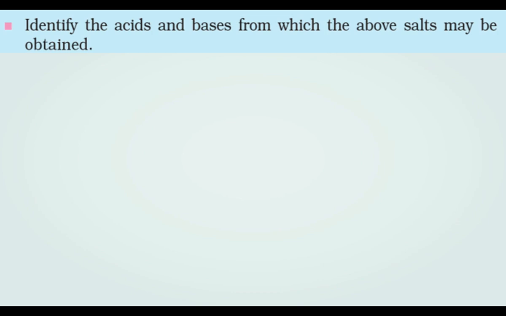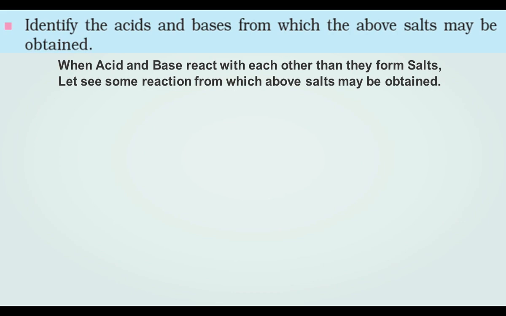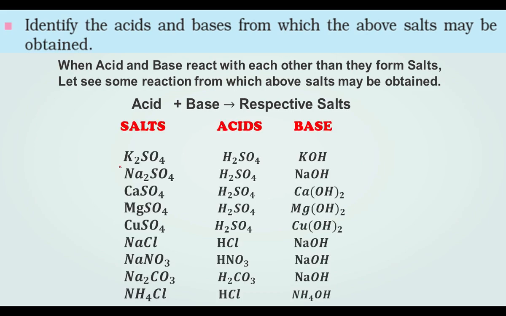Now let's identify the acids and bases from which the above salts are produced or obtained. Just a few seconds before, we had seen the chemical formulas of 9 salts. Now we are going to see from which acid and base those salts are formed. We know that when acid and base react with each other, then salt is produced. So let's see some reactions from which the above salts are obtained. The basic reaction for production of salt is acid and base giving the respective salt, depending on the acid and base. Potassium sulfate is formed by the reaction of sulfuric acid, that is H2SO4, and potassium hydroxide, that is KOH.